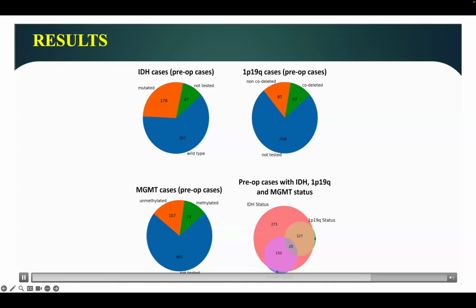Most of our cases did not have 1p19q status. Of those who were tested for 1p19q, 69 cases were co-deleted, and 87 cases were non-co-deleted. Again, most of our cases did not have MGMT methylation status. Of those cases that were tested, 74 cases were methylated, and 107 cases were unmethylated.